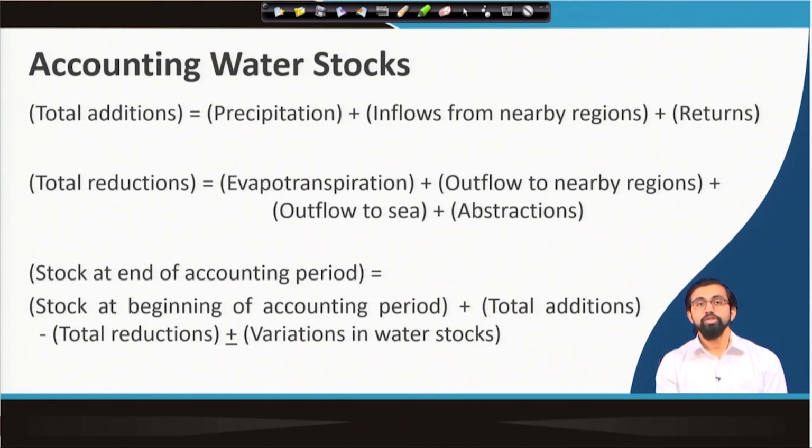Total reduction, first of all, the evapotranspiration. What do I mean by evapotranspiration? You know what is evaporation, right? And you also know what is transpiration. Transpiration is the loss of water that happens because of the plant leaves. Okay, because the amount of water that is transpired through the plant leaves, we call it the transpiration process.